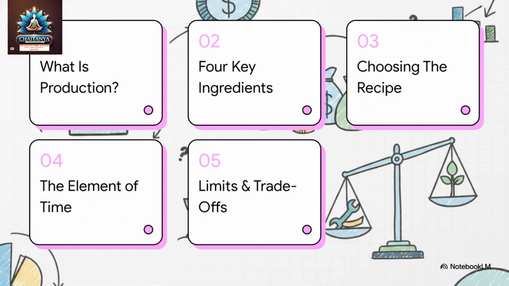Here's the menu for today's explainer. Section 1 is what is production. Section 2 is the 4 key ingredients. Section 3 is choosing the right recipe. Section 4, the element of time. And finally, Section 5, limits and trade-offs.